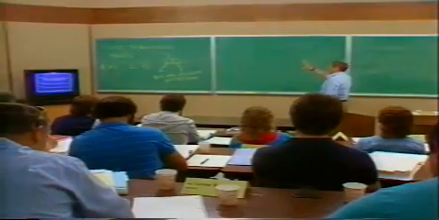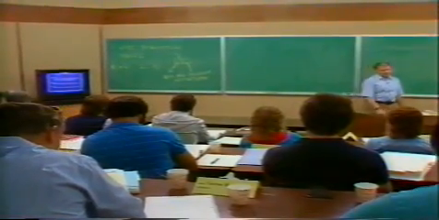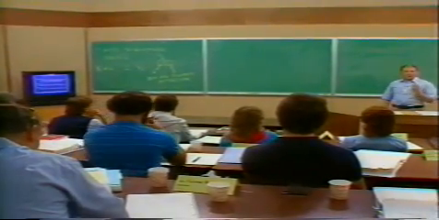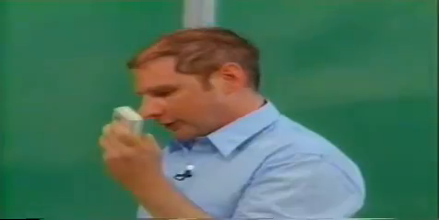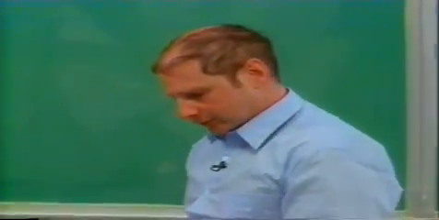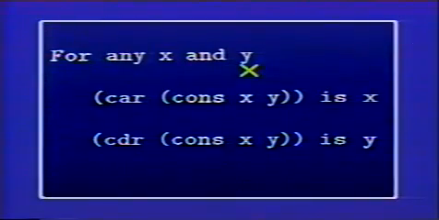Okay, so those are pairs. There's cons that constructs them. And what I'm going to know about cons, car, and cdr is precisely that if I have any things x and y, and I use cons to construct a pair, then the car of that pair is going to be x, the thing I put in, and the cdr of that pair is going to be y. That's the behavior of these operators, cons, car, and cdr.